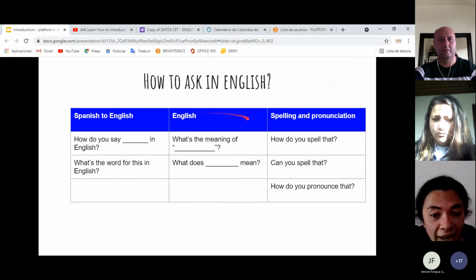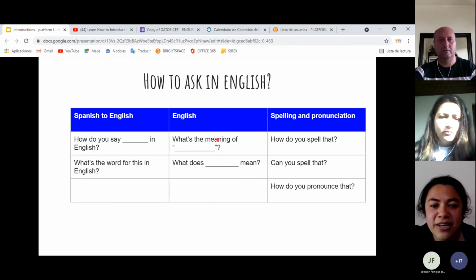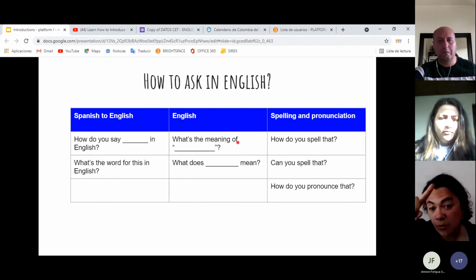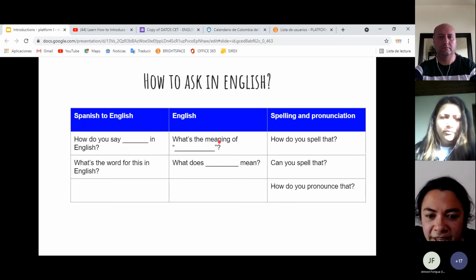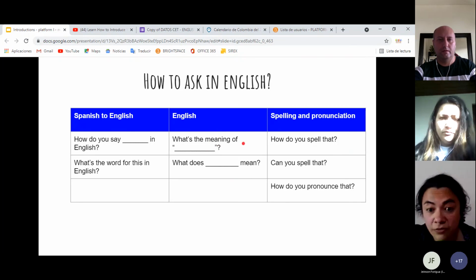Then we have, guys, when we have problems with vocabulary in English, we say, what's the meaning of? Okay, that is one possibility. What's the meaning of? What is the sound here in meaning? E. So what's the meaning of?